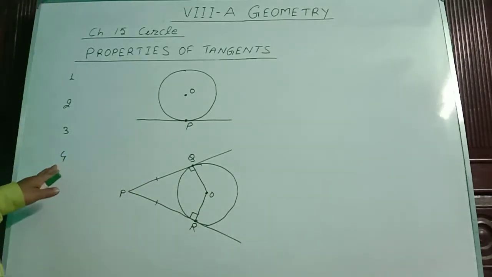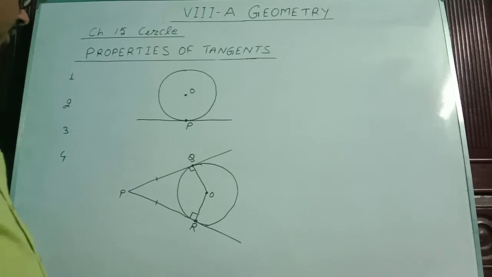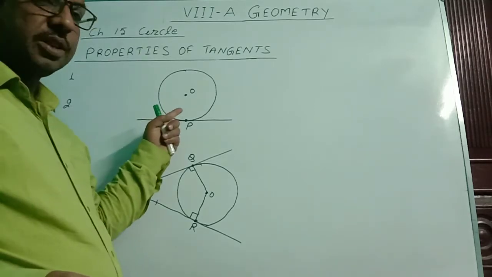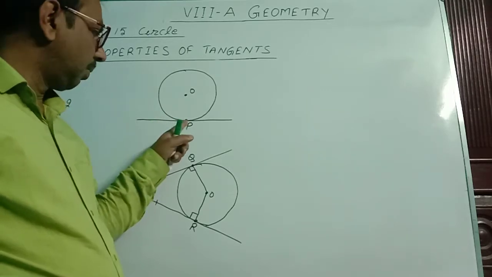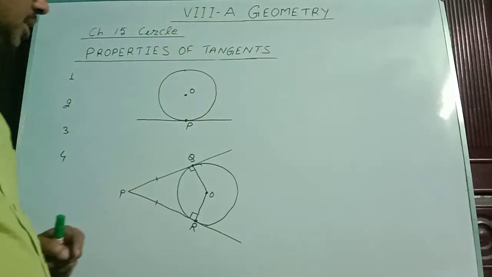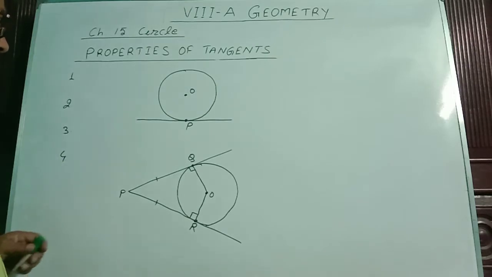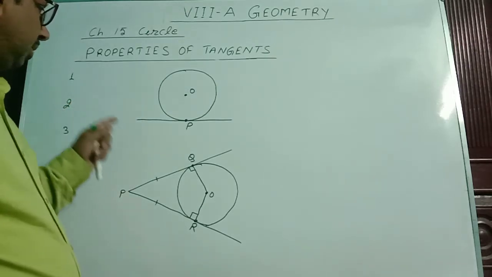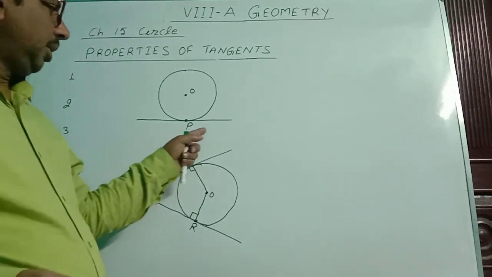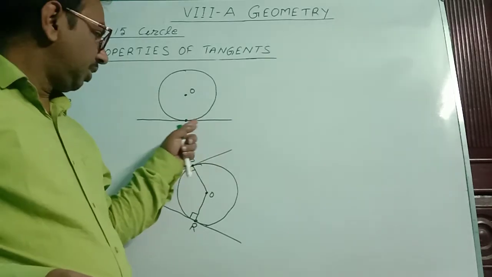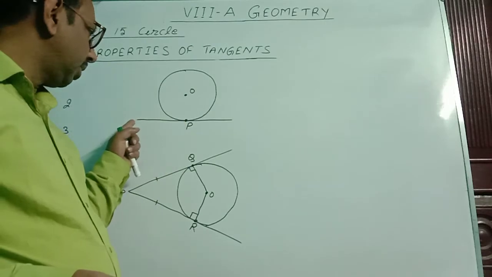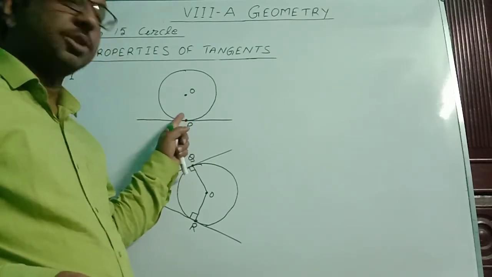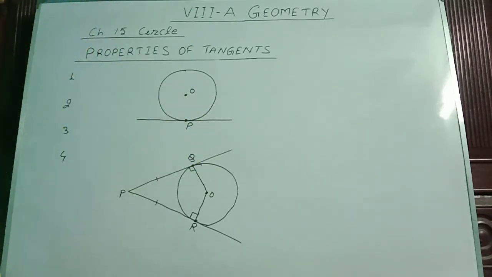There are four properties of tangents. The first is that a tangent touches the circle externally at only and only one point. Second property, we can draw only and only one tangent through the given point. If P is the given point, we can draw only one tangent through this point P. This is the second property.